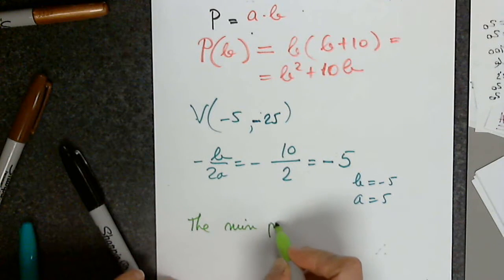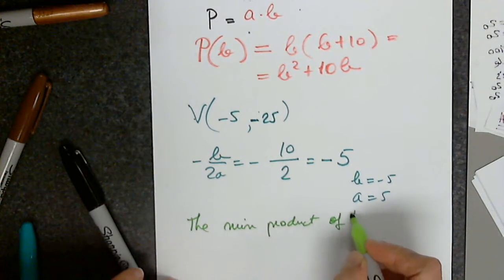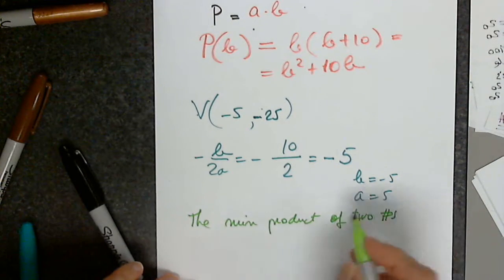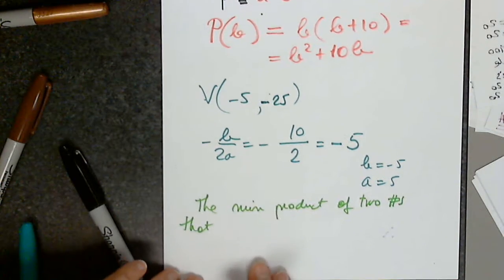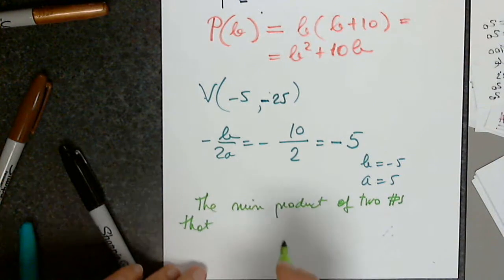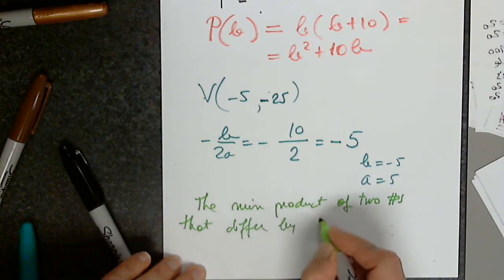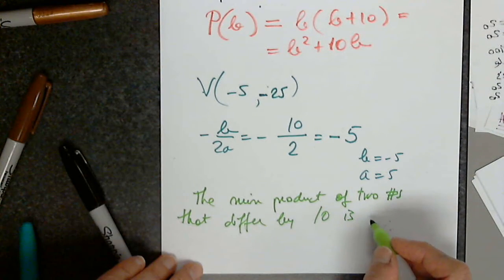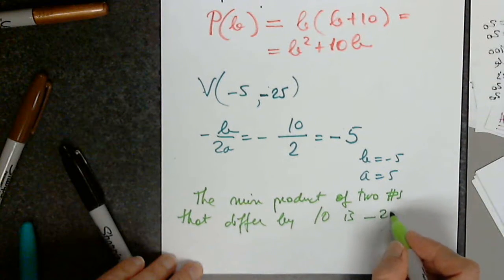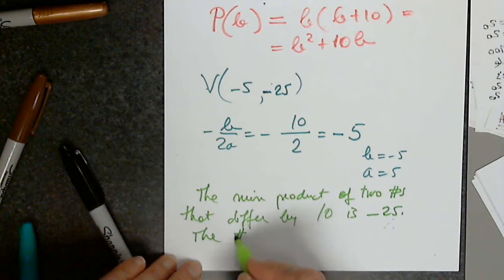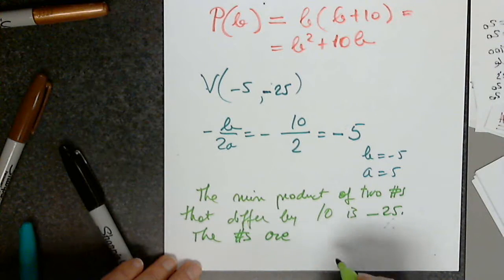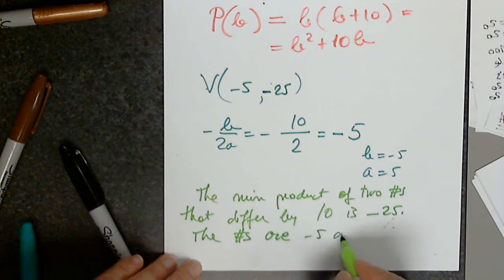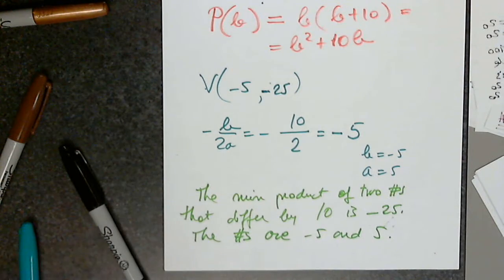The minimum product of two numbers that differ by 10 is negative 25. The numbers are negative 5 and 5 respectively. Very good.